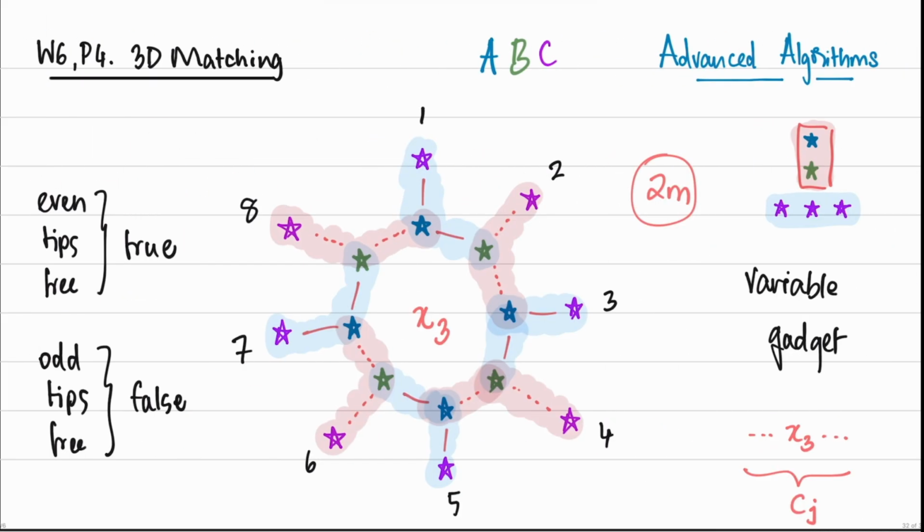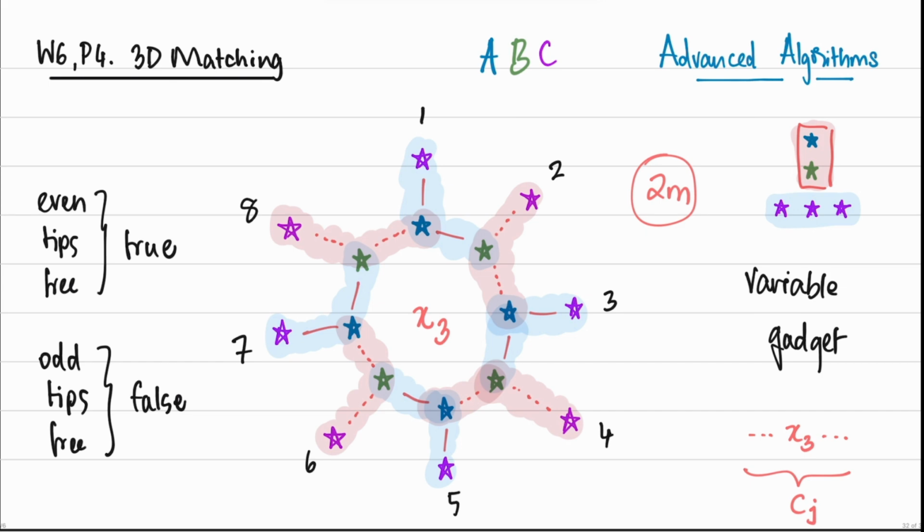Then we go to the variable gadget for x, and what we do is we pick up all of the blue triples here, all the blue highlighted triples. This leaves the even tips free. On the other hand, if tau of x happens to be false, then we'll pick up all the red ones, leaving all the odd tips free. By free, I mean those are yet to be covered.